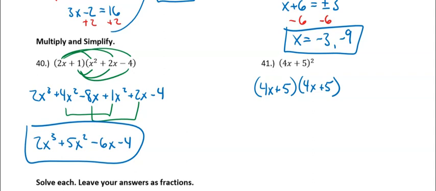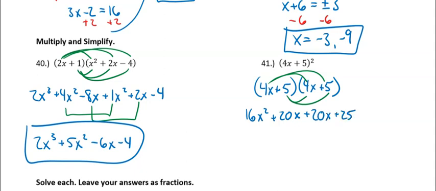And now once again, it's my distributive property. I distribute the 4x to each of these. That gives me a 16x squared and a plus 20x. And now I have to distribute the next term, the 5. So I distribute that 5. That gives me a plus 20x and a plus 25. And now once again, I combine like terms. So that's a 16x squared plus 40x plus 25.